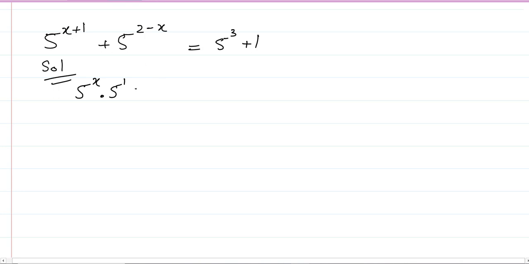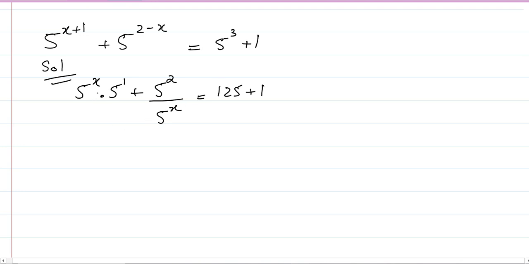Moving forward, we have 5 raised to the power 2 minus x, so we can write it as 5 raised to the power 2 divided by 5 raised to the power x, because we have this minus sign, so this power will go in the denominator. Here we have 5 cubed. Should I change it or not? Yeah, I think I have to change it to 125. 5 cubed is equal to 125 plus 1. In the next step I will write it as 126.